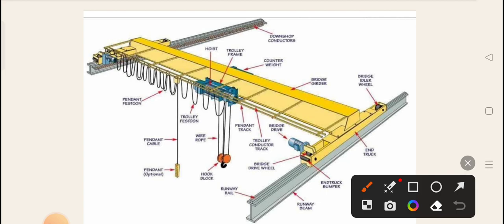So if you are seeing this diagram, which one is the gantry girder? This part is called the gantry girder. This one we are supposed to design. So how is it to be designed? Before starting the problem, we'll first discuss the introduction of gantry girder.